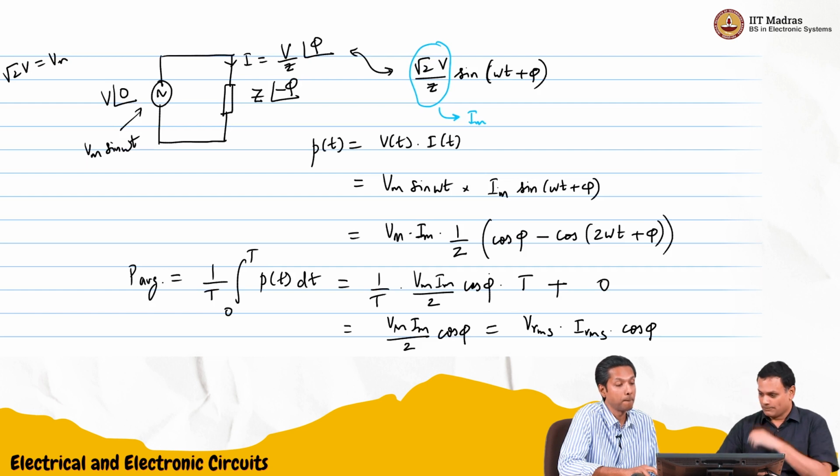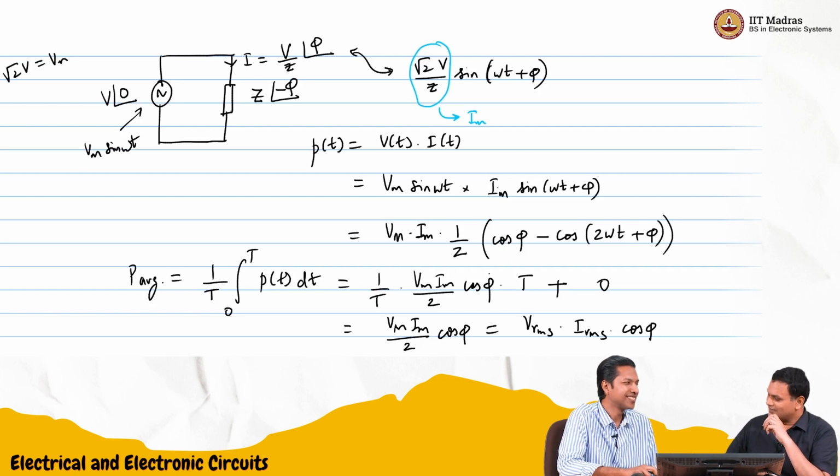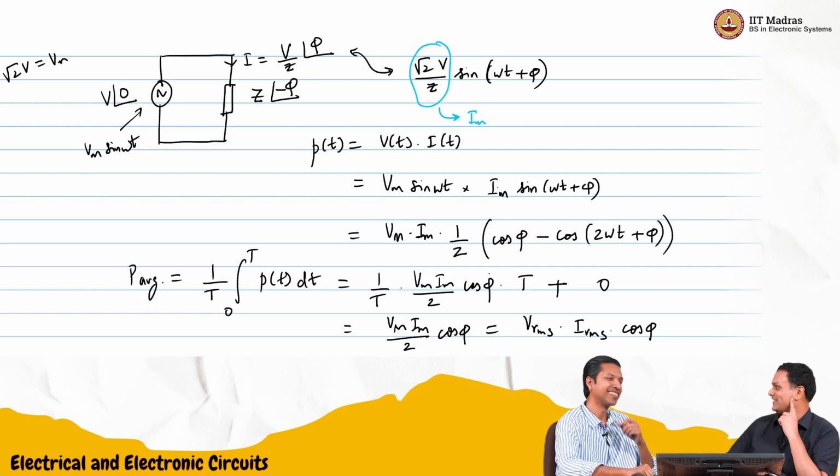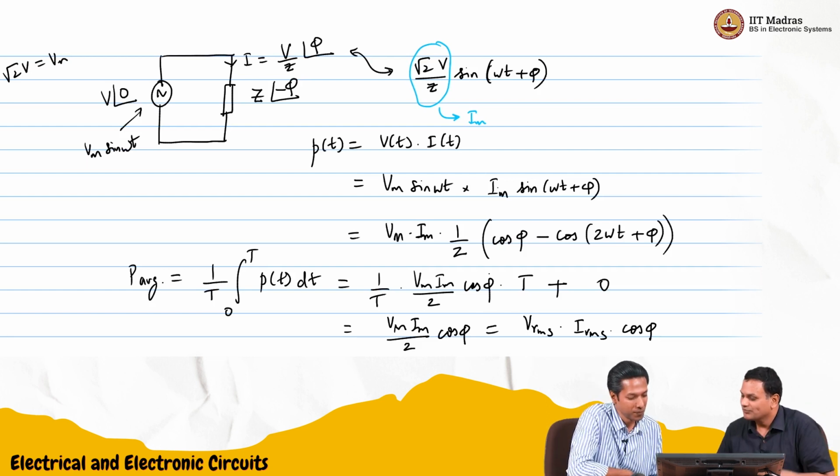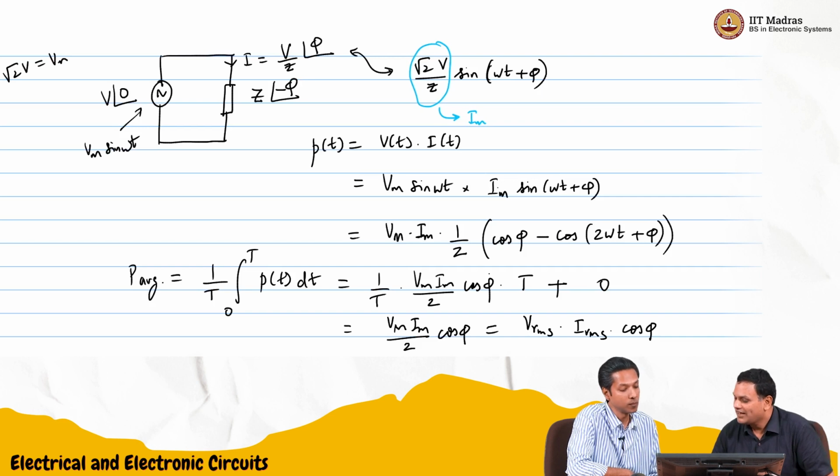So the actual power is related to the cosine of the angle between them. Any name for this? It is the power factor. It must be called the power factor. So this average power is related to VRMS, IRMS cos phi.